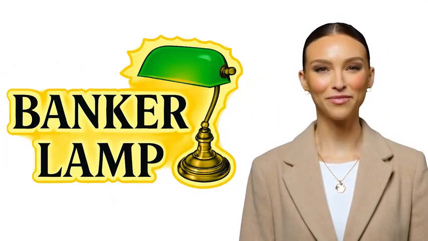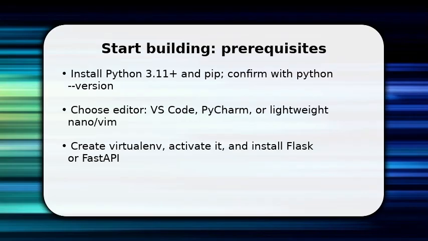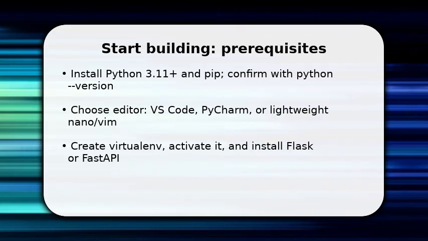Please enjoy the video. You already have the essentials: Python, an editor, and a virtual environment. First, make a project folder and activate a virtualenv so dependencies stay isolated. Then install one web framework like Flask or FastAPI and add Uvicorn for local runs.